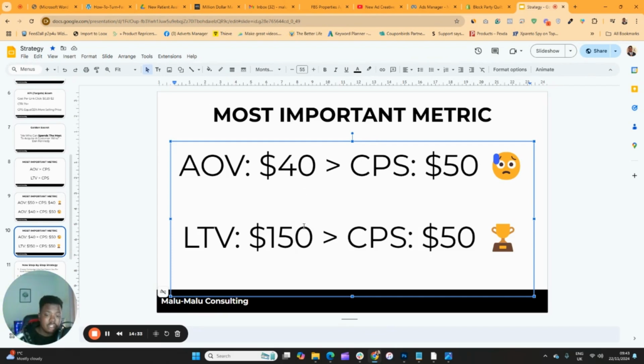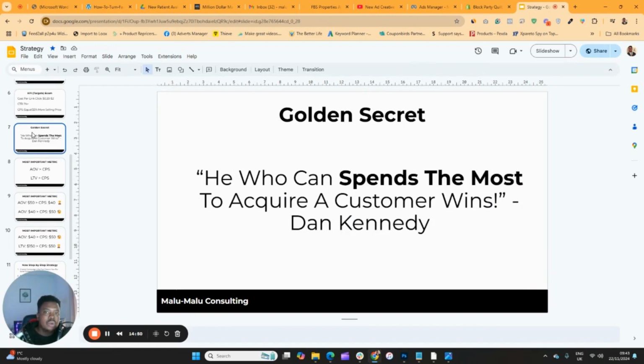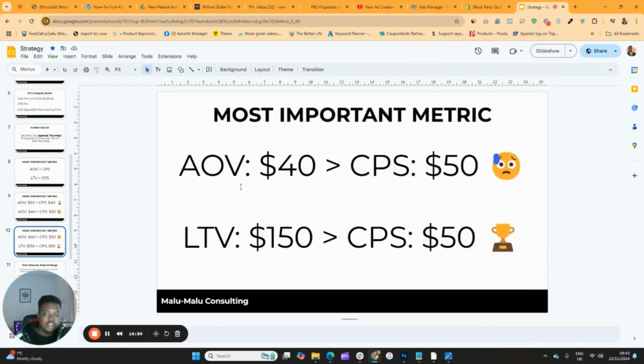So the long-term strategy is the fact that you understand that when you get a customer for your beauty product or for your fragrance or for your clothing brand, that on average they spend $150, then you can afford to pay $50. Do you remember what I was saying here? He who spends the most to acquire a customer wins. This is how you do it.